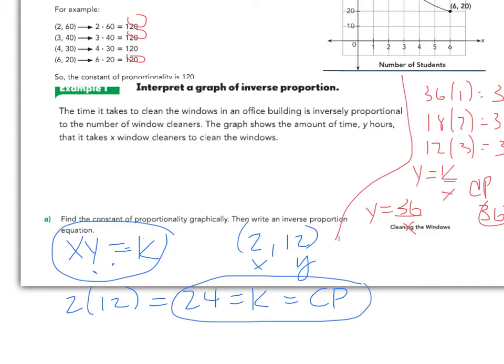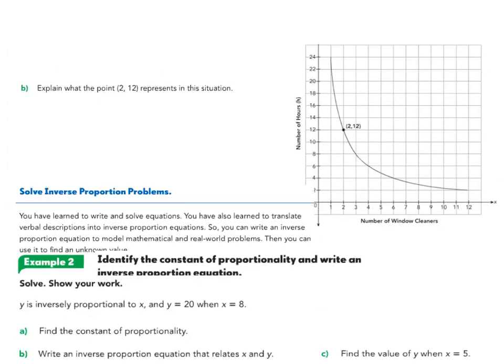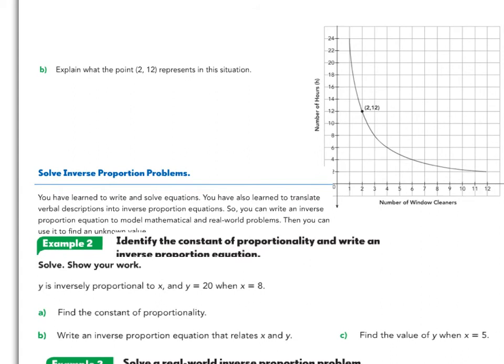All right, now it says, then write the inverse proportion equation. So y equals k over x. I apologize, I had used the direct proportion equation before. So you're going to get y equals 24 over x. Okay? Then for part B, it says explain what the 0.212 represents in this situation?